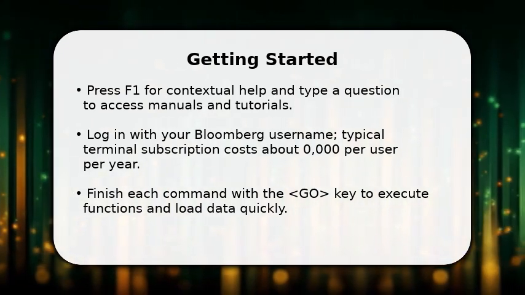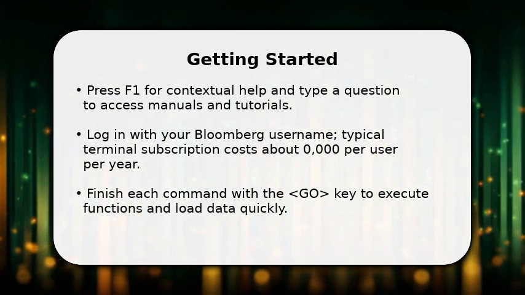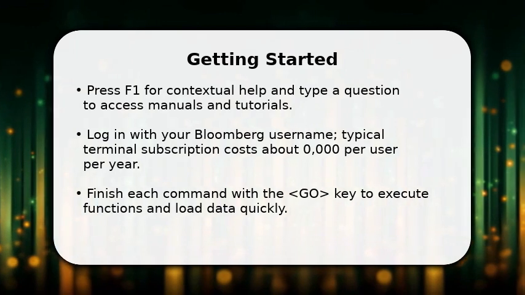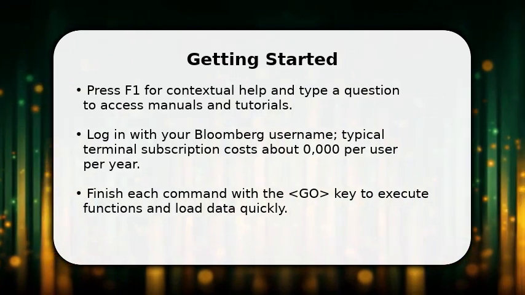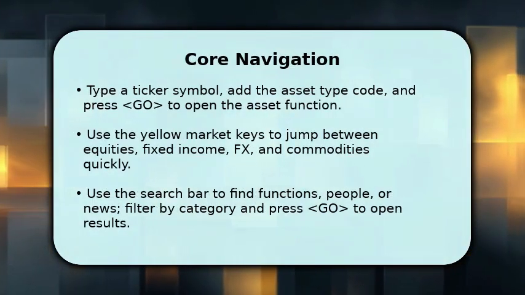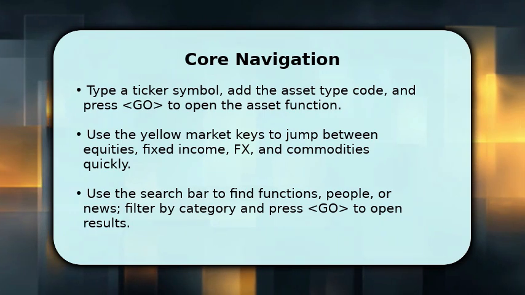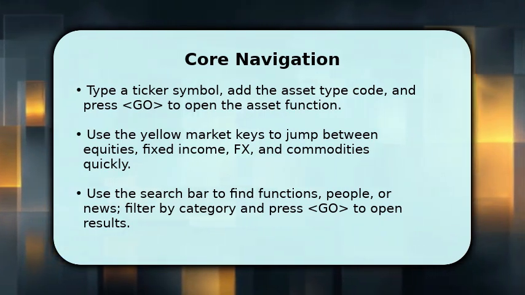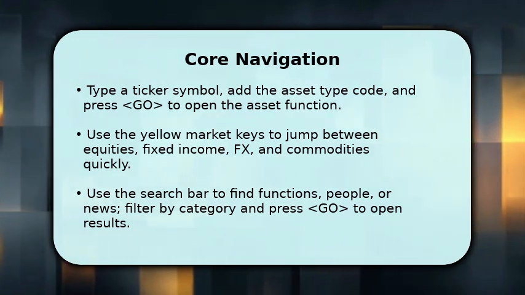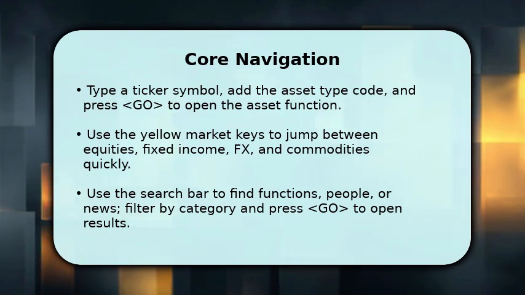Arrange up to 4 windows in a tiled layout to monitor a quote, news feed, chart, and messaging panes simultaneously. To pull up a security, type the ticker symbol, add the asset type code such as US equity or corp, and press Go to open the asset function page. Use the yellow market keys for quick jumps between equities, fixed income, FX, and commodities. Green keys run commands like news and help.